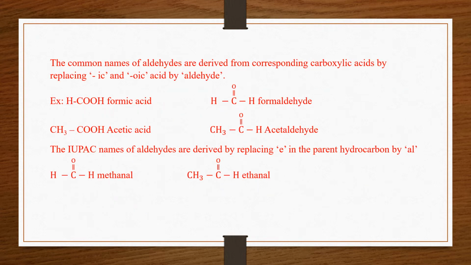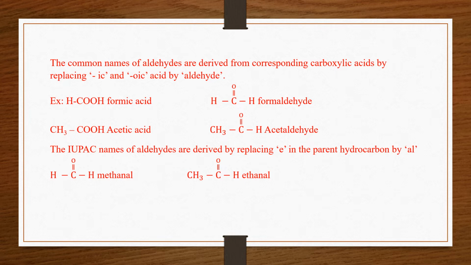Next, the common names of aldehydes. They are derived from the corresponding carboxylic acids. I think you might know about carboxylic acids. What is the general formula of a carboxylic acid? It is R C double bond O OH. Now the common names of aldehydes are derived from the corresponding carboxylic acids by replacing ic, that is IC, and oic, that is OIC acid, by aldehyde.